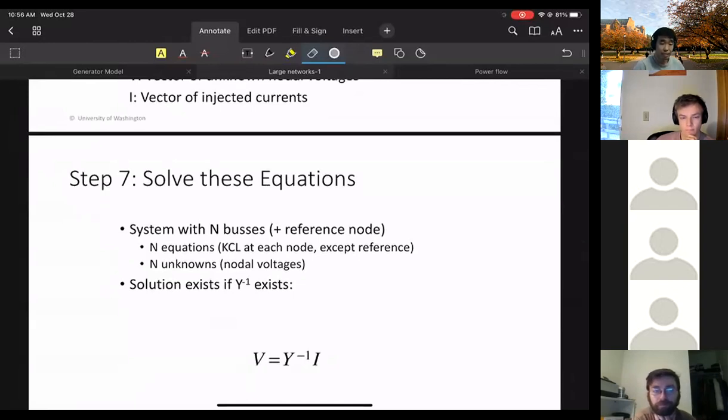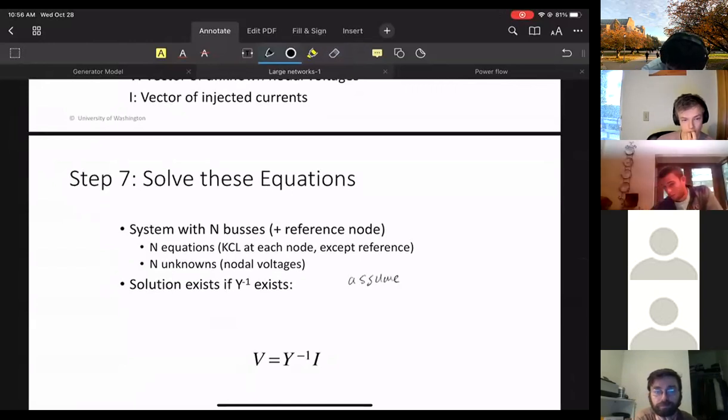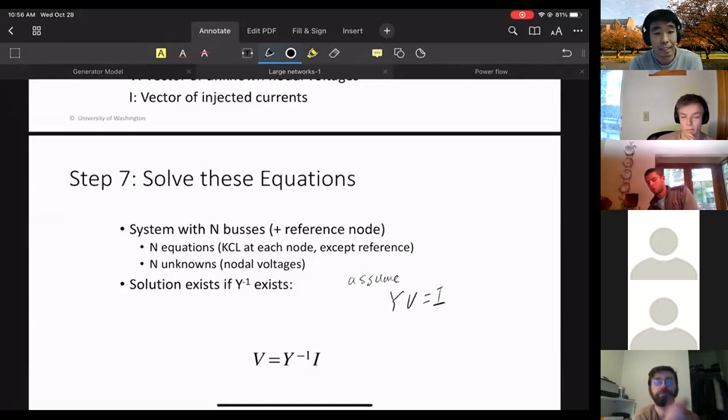So in this class, I will assume that you can solve this. The assumption I will make is you know how to solve an equation like Y V equals I. You can use a computer, you probably should use a computer when you're solving this kind of equations. Encouraged to use a computer to solve this.